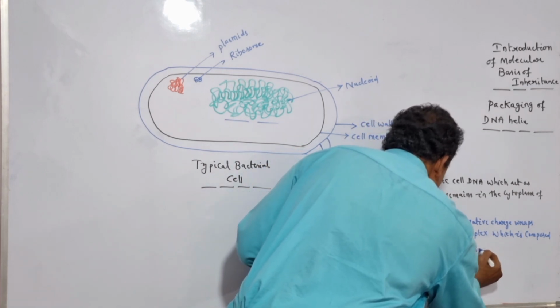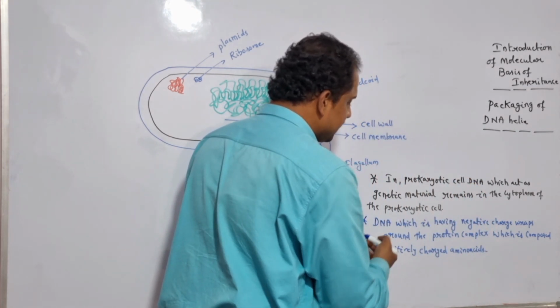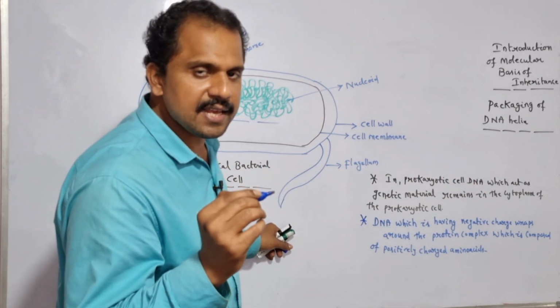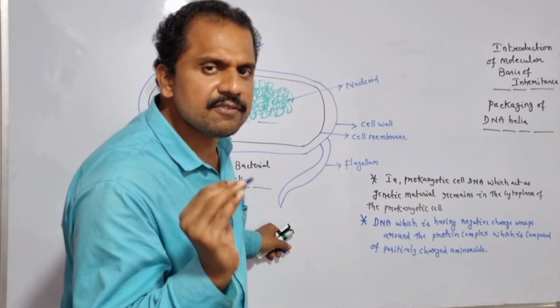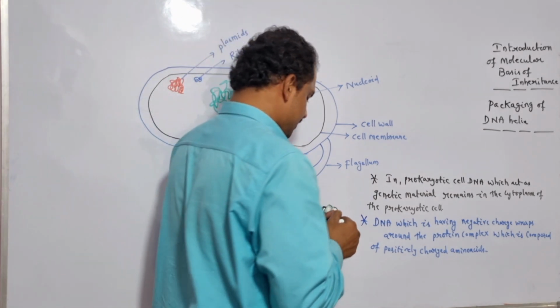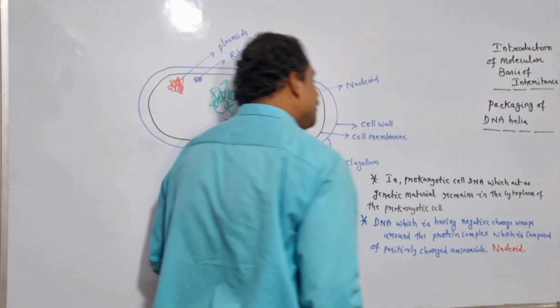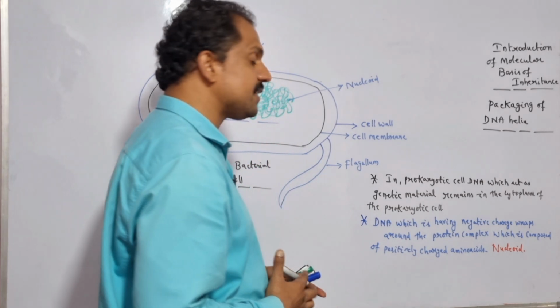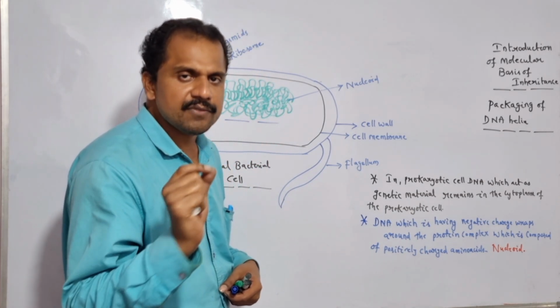So here once the specific DNA wraps around the particular protein complex which is composed of positively charged amino acids, it leads to the formation of a specialized structure in case of the prokaryotic cell, which is nothing but what? Nucleoid. So let me write it here, nucleoid. And here nucleoid is a specialized structure which is observed only in case of the prokaryotic cell but not in case of the eukaryotic cell.